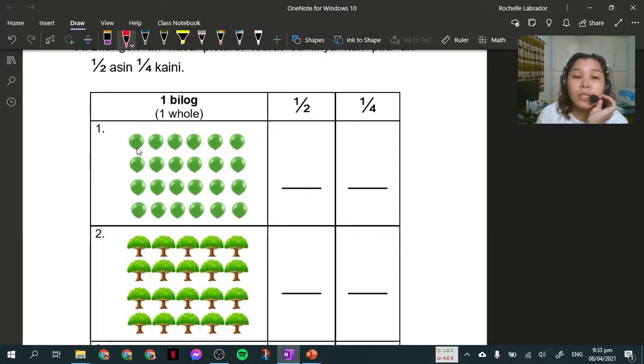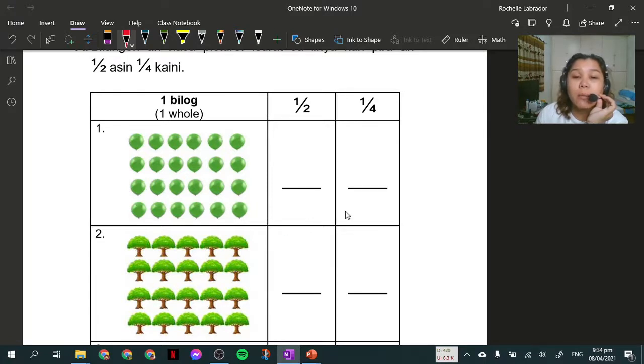So what you have to do is count the balloons first, the total number of balloons, and then you group that into 2 groups. How many balloons will each group have if they will be divided equally? And then write the number here. How about if they will be grouped into 4 groups? How many will each group have? So 1/2 of this, and then 1/4 of these green balloons.